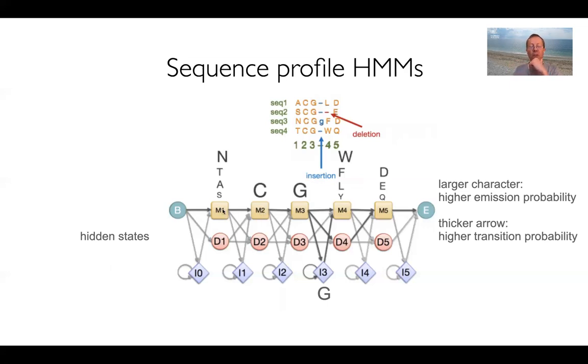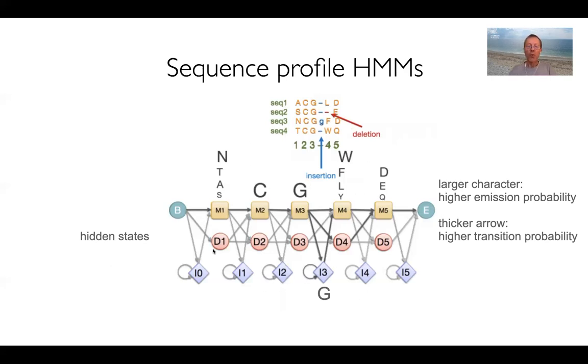And finally, you have insert states that allow you to insert extra residues between two columns in the alignment, like this glycine here. Let's say you're here in column 3, match state M3. Now, instead of going to M4, to column 4, you go to insert state 3, which represents this glycine here. And then you go back to M4 and you continue.